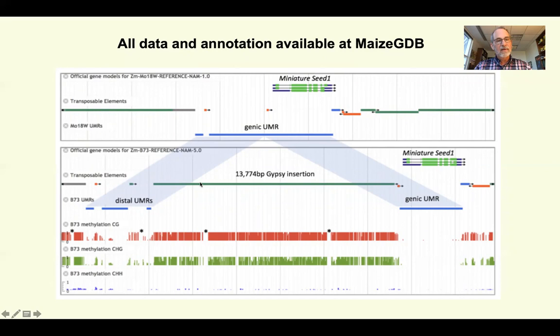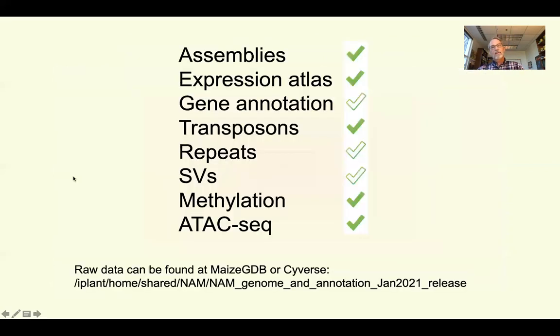All this data and the underlying raw data can be found at MaizeGDB. So just to wrap this up, the assemblies we have completed are very high quality assemblies. I'm sure we could be a little bit better over some of those gaps, but it's very little improvement that can be done on these assemblies. We have an excellent expression atlas. All that data is available for all to use.